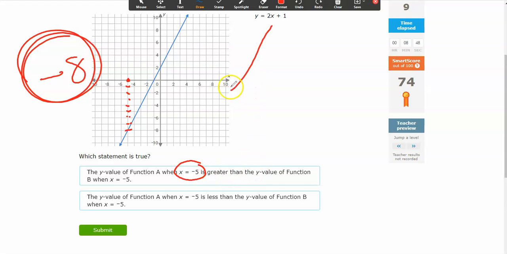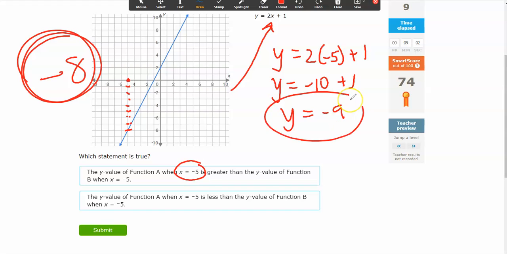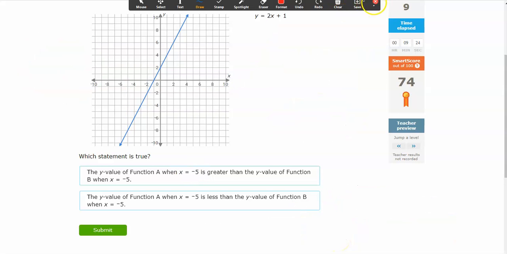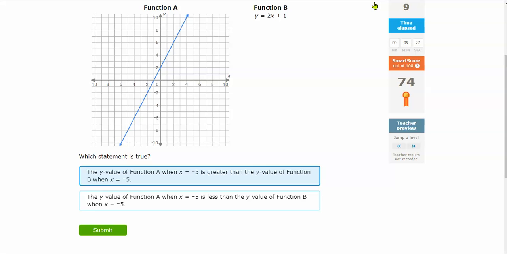Now let's go find the y value over here. First of all, you have to erase the x value and replace it with what x is, which is negative 5. Then you have to do a little bit of math, and you have to decide which one is greater. So think of a number line. Negative 10, negative 9, negative 8, negative 7, and then we've got 0 way over here, right? So which one is bigger? Which one is closer to 0? That's right, negative 8. Negative 8 is greater than negative 9.